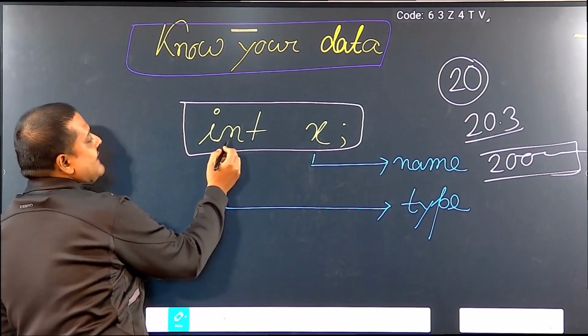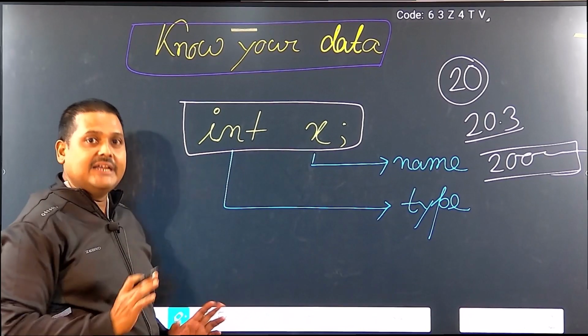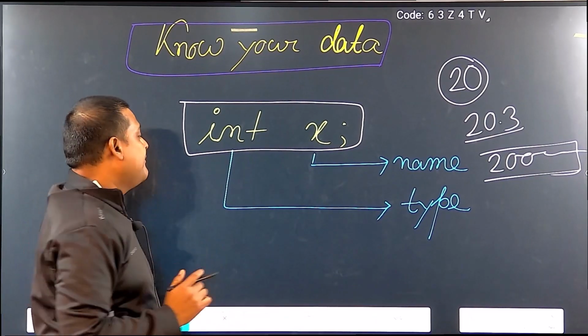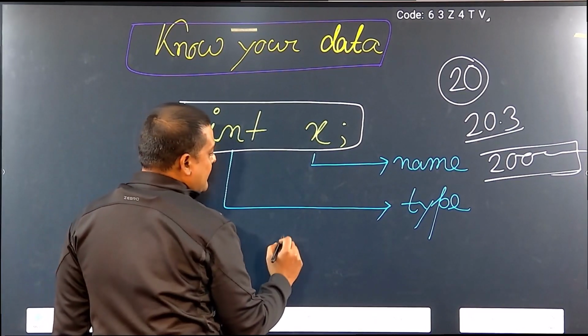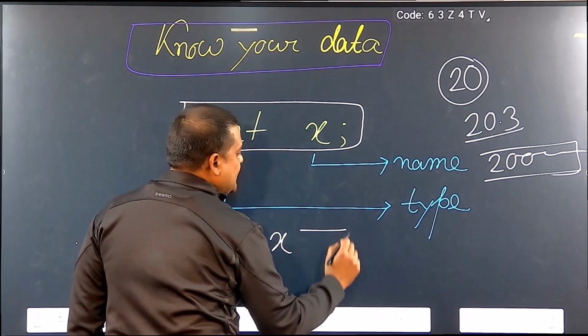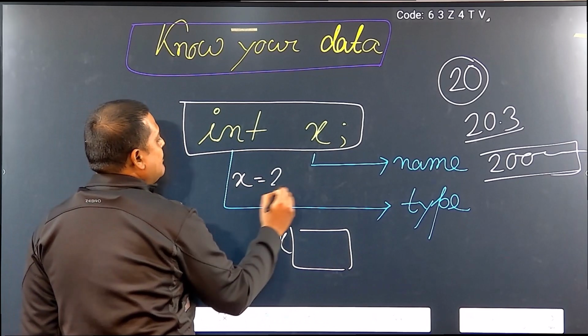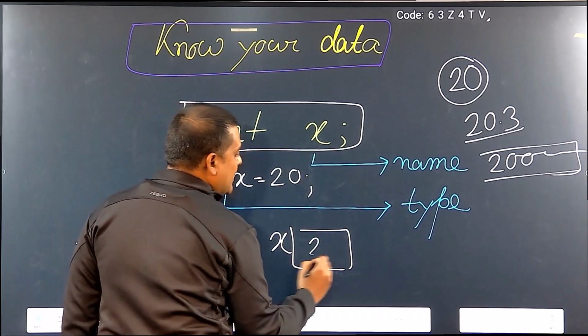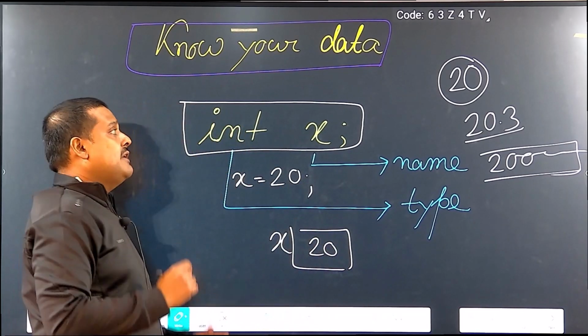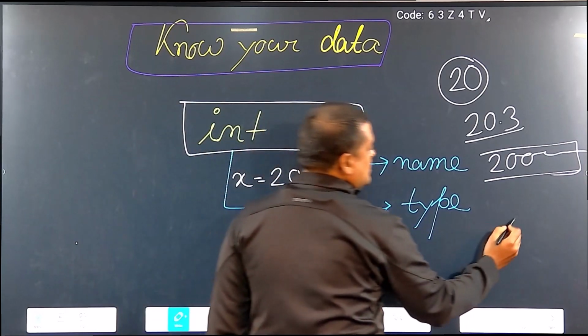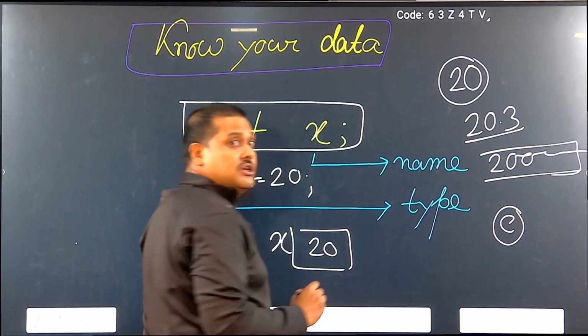Now, this is int, which stands for integer. It can store the integer value, and x is the variable name. So, in our memory, some memory space will be allocated, and in that memory, if we write x equal 20, the value 20 will be stored. Whenever we are trying to store some character value, that can also be stored.